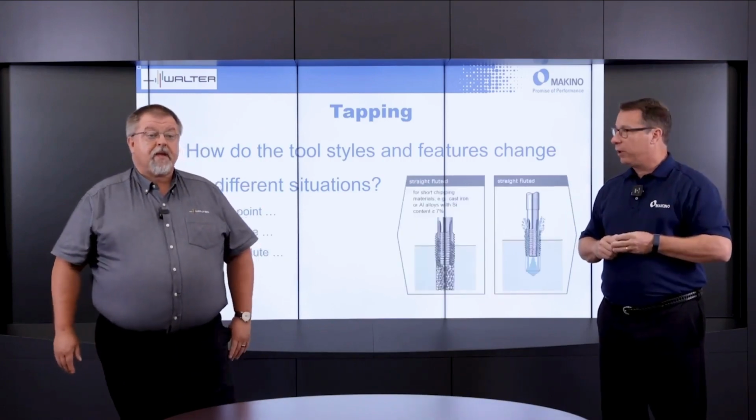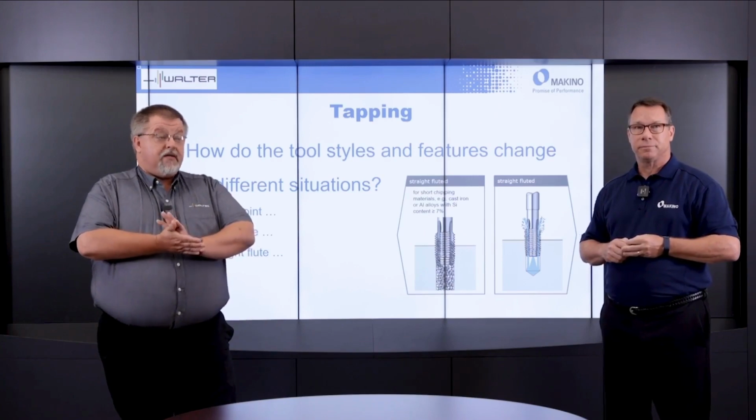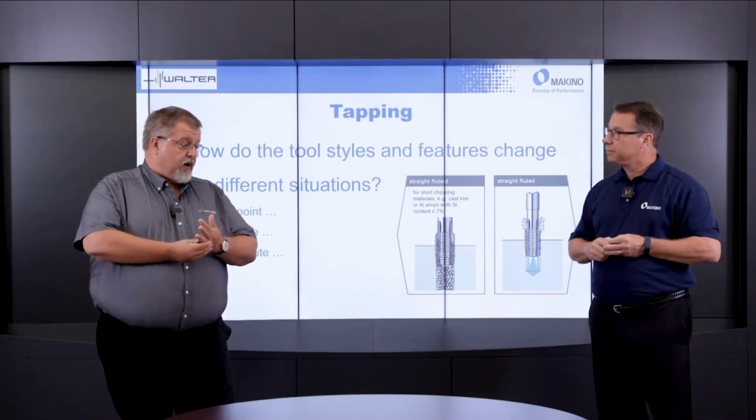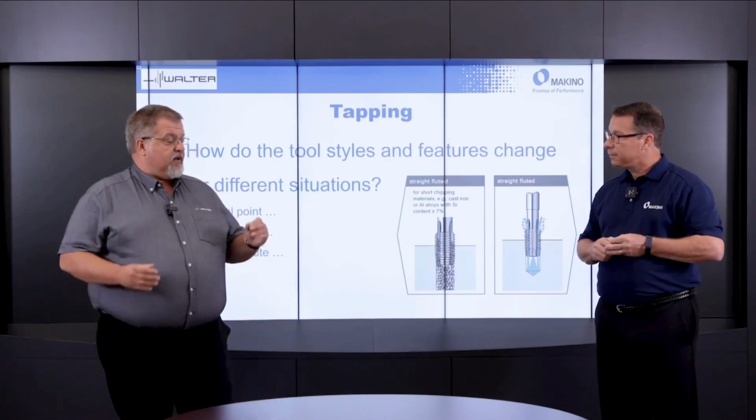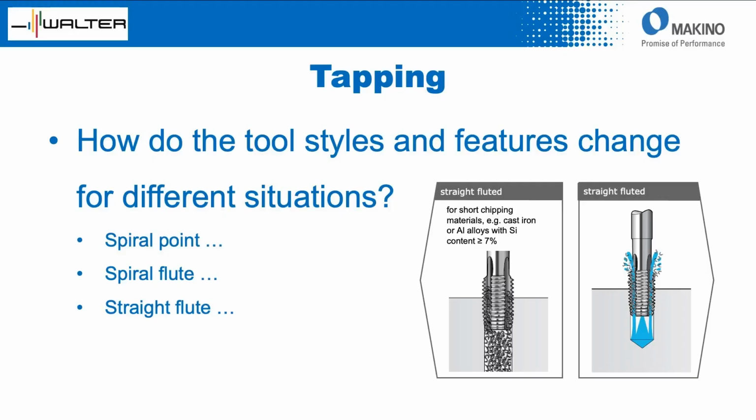All right, and then the last one. Straight flute tap. This is a very popular design out there. It works really well on materials that are very short chipping, crumbly, like a cast iron or a high silicone aluminum. So using this tap in that application, you have a lot of advantages for the strength of it. It's a little bit stronger, and it can be used in both through and blind holes.